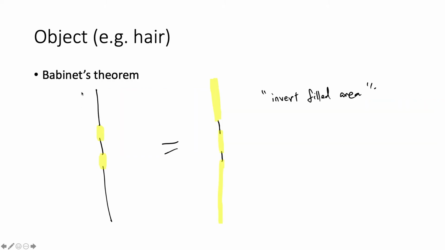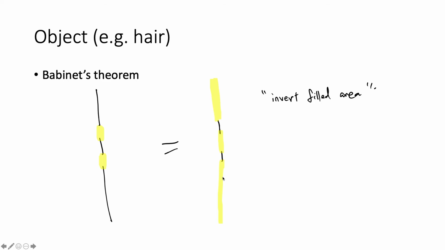Now for an object, let's say I have a piece of hair that I shine light on, instead of having a small slit. Well, by Babinet's theorem, you can look it up, it basically says that the intensity pattern for this thing, where the highlighted region is blank space, I highlighted it to emphasize as a gap, is equal to what you get if you invert the field areas.